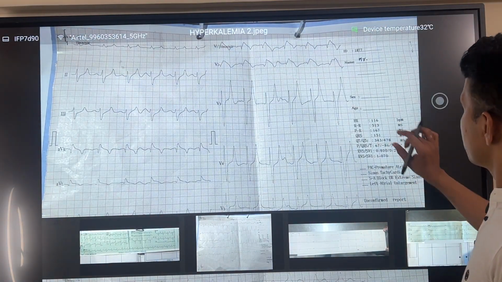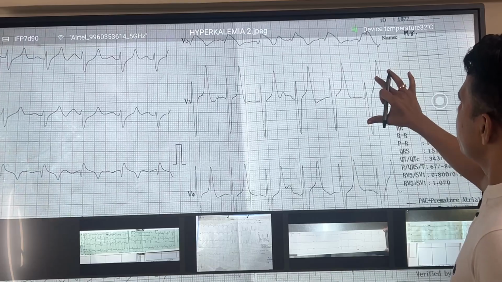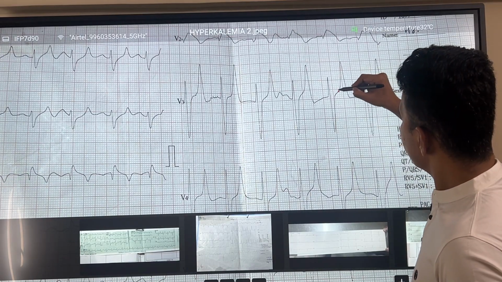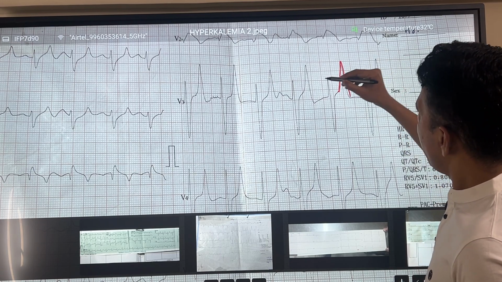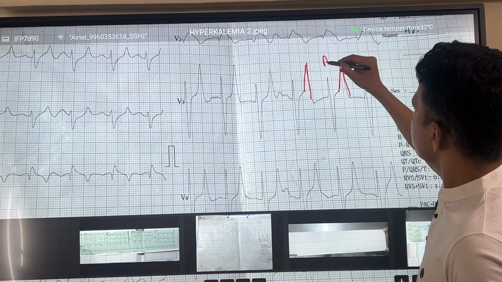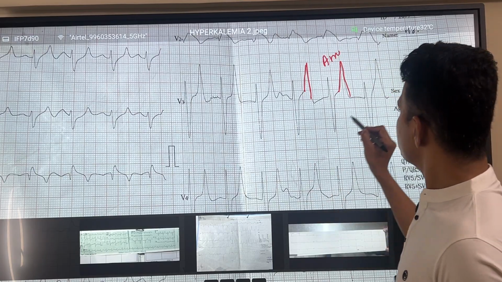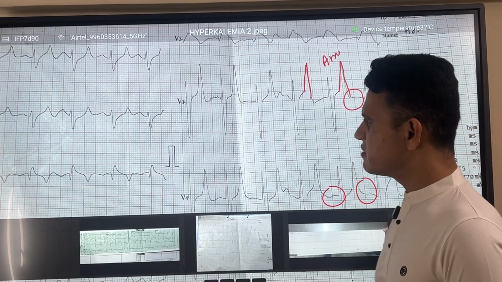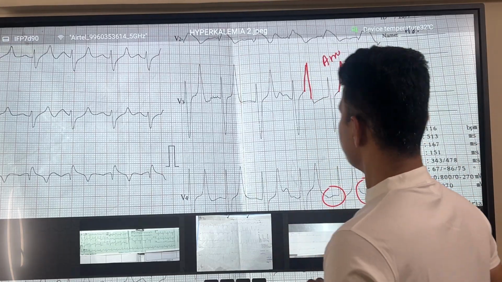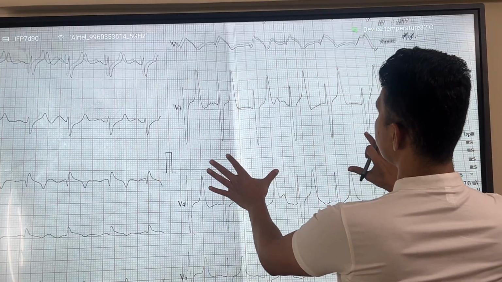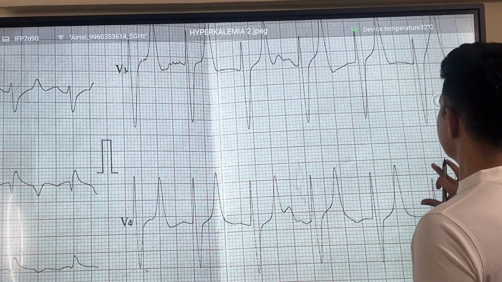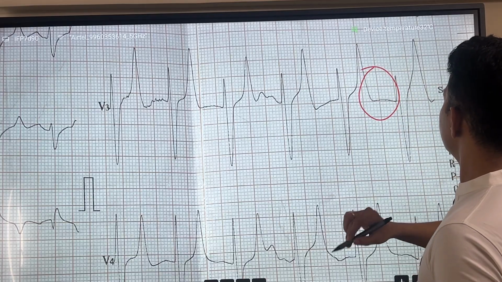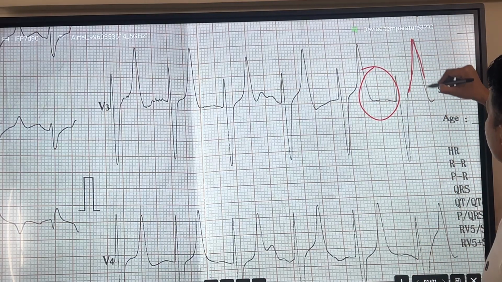Here we can see that the T wave is very tall. There is again a very tall T wave, and it is peaking, arrow-like. There is no P wave. Even if it is there, it is very small. You try to see it here, but the P wave is not there at all. The T is tall and sharp.